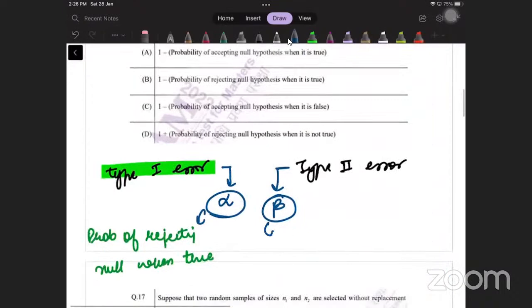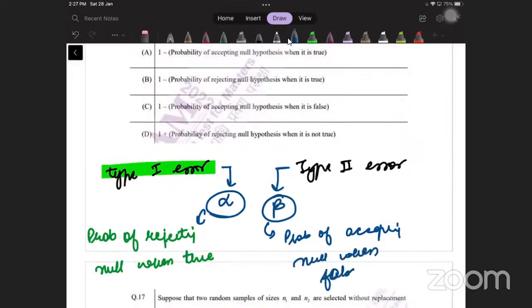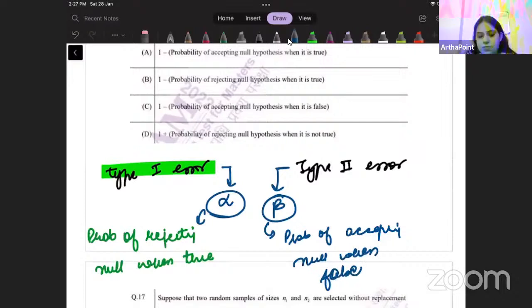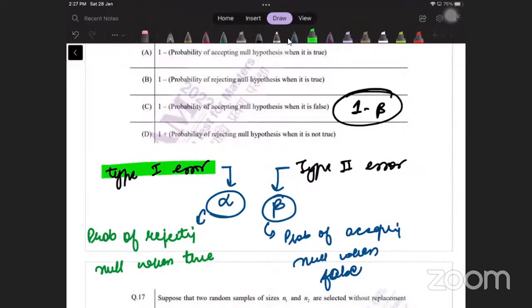So beta is the probability of accepting null when false. And the power of the test is 1 minus beta. So this is the power of the test. It is 1 minus the probability of accepting null when false.